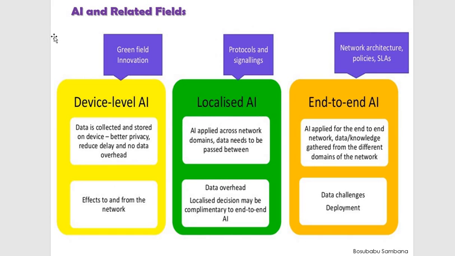Okay, based on type 1 and type 2, we categorize various factors like general greenfield innovation, protocols and signalings, network architecture, policies and SLAs. Based on greenfield innovation, device level AI, that means device level artificial intelligence. This consists of data collected and stored on devices, better privacy, reduced delay, and no data overhead. And another way, localized AI and end-to-end AI.